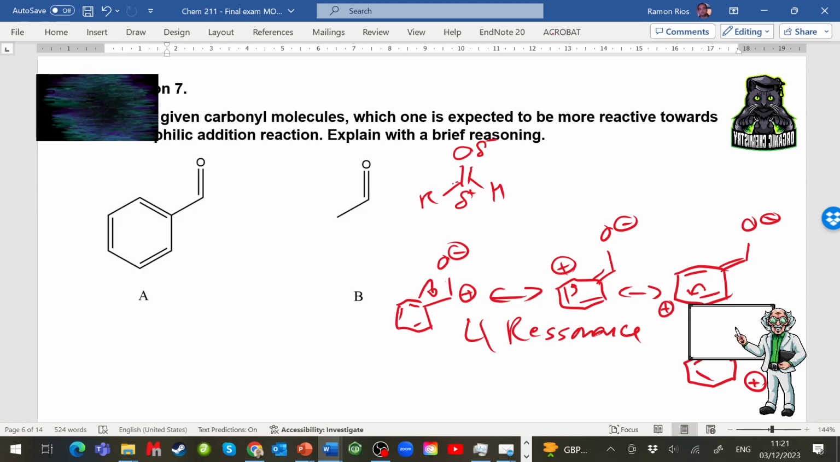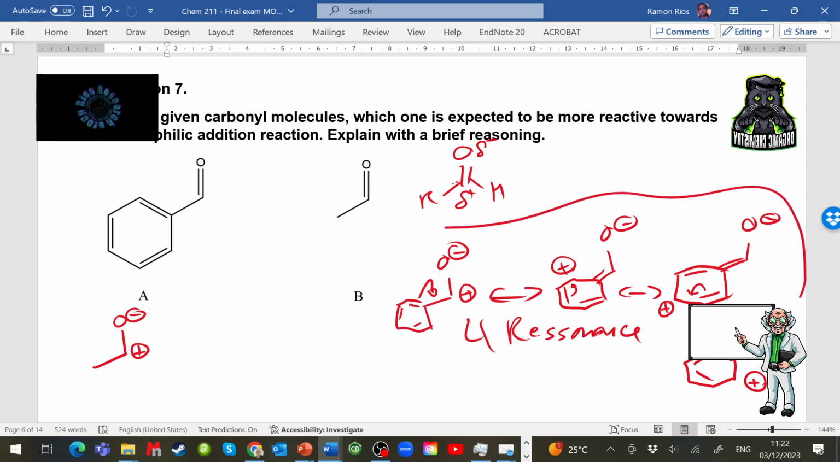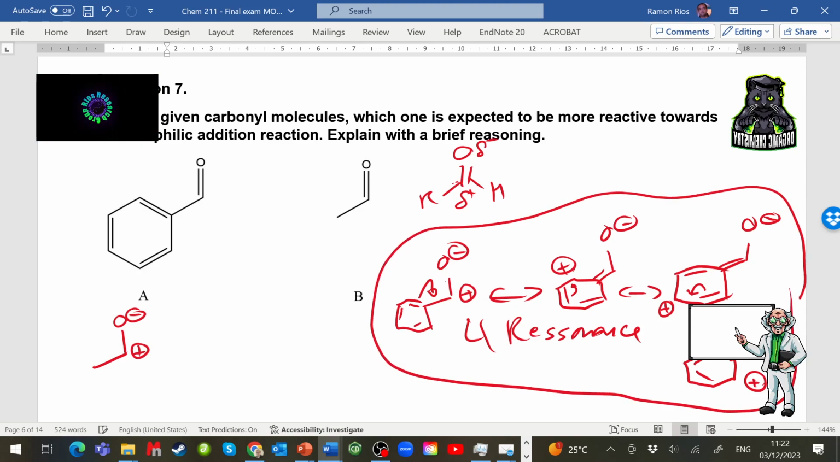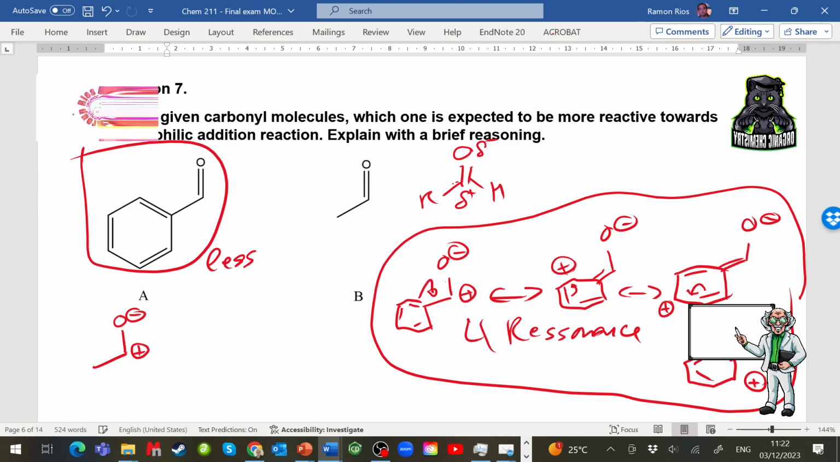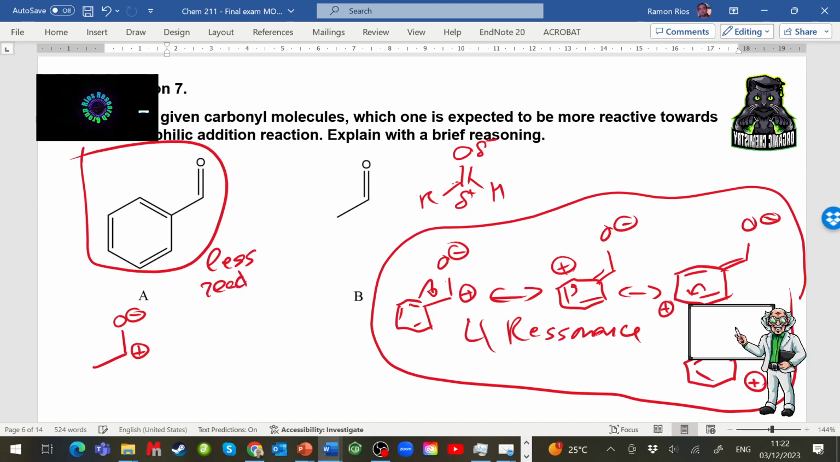If I do the same for the compound B, I don't have any extra resonance form. That means I am stabilizing this resonance form. That means I am stabilizing the starting material. The starting material is more stable, which means less reactive. Okay, because I am stabilizing the starting materials, the reaction will go to the starting materials, not to the final products.